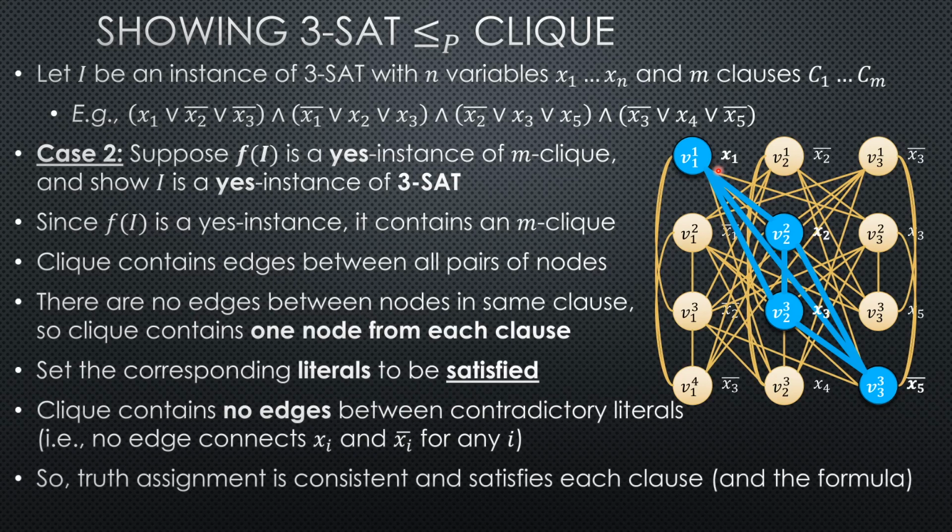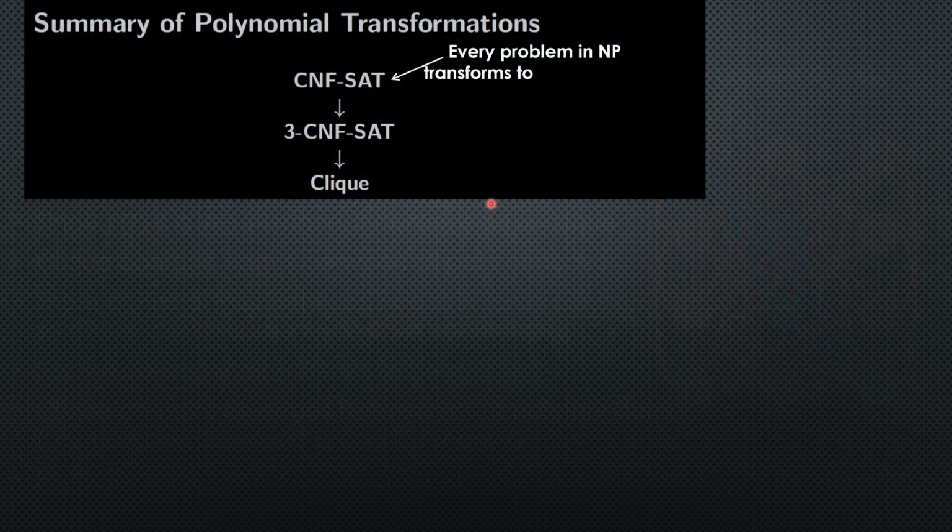So what we've proved here is, if there's an m-clique in the transformed instance, then I is a yes instance of 3-SAT. So we've proved both directions. We've actually proved here that this is a polytime transformation from 3-SAT to Clique. So what have we done here? Well, we've shown that I can transform 3-SAT to Clique in polytime.